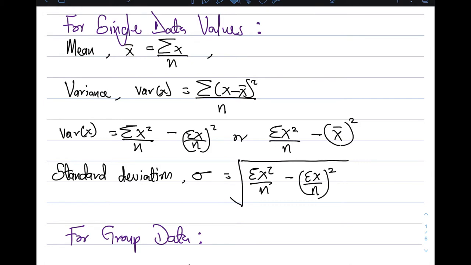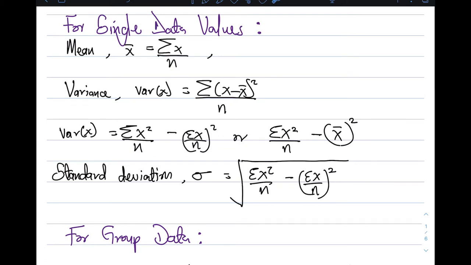So under single data, we have the mean given as sigma x over n. What this actually means is that you are going to sum all the observations that you have, then you divide it by the number of observations. I have questions here to help us understand how that will be done.